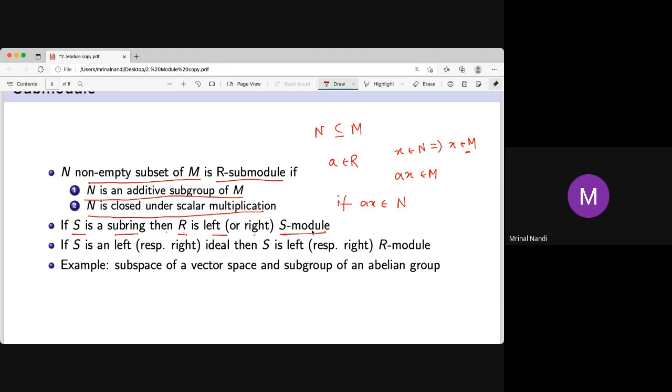So it is a module, but the other way is not true. If S is a submodule of R, then S may not be an R-module. But if S is an ideal, if it's a left ideal, then S is an R-module, because if you take an element of S and an element of R, the product is in S, because S is an ideal. So if it's an ideal, S is an R-module. Very clear examples are a subspace of a vector space and a subgroup of an abelian group. These are all submodules.